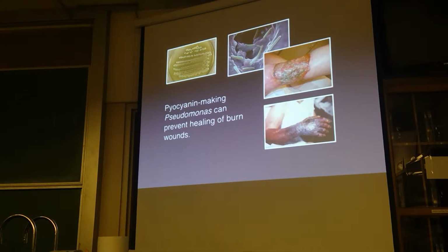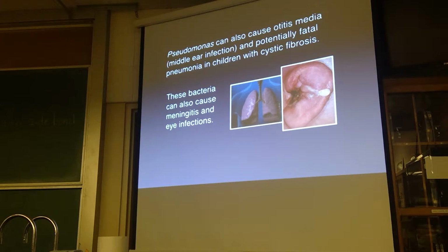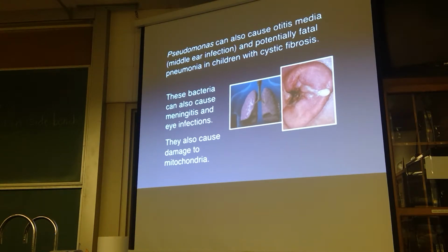So they're problematic in association with burn wounds, but they're also very problematic in children with cystic fibrosis because they get into the lungs, they cause pneumonia, and they're really difficult to get rid of, again, because they're so resistant to antibiotics. They can cause ear infections, they can cause meningitis. You can see some pus coming out of that ear, but I'm not sure that's Pseudomonas. They also damage mitochondria, which is kind of interesting. Probably has to do with the fact that mitochondria were originally proteobacteria themselves, Pseudomonas are gamma proteobacteria, and a lot of times bacteria produce chemicals that kill other bacteria. It's a competition thing.